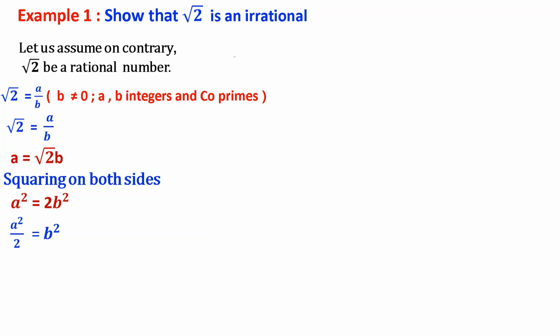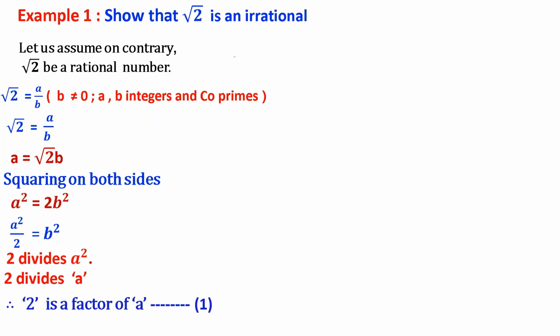So 2 divides a square, then 2 also divides a by the previous theorem. If a is divided by 2, then 2 is a factor of a. It is equation number 1.